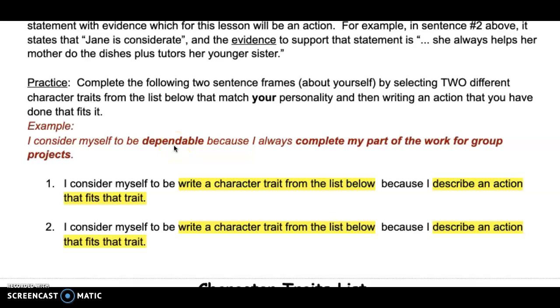So stop the video and complete these 2 sentences, picking a character trait from below and then giving evidence in the form of an action that supports those character traits.